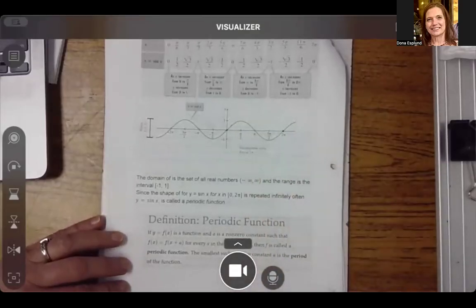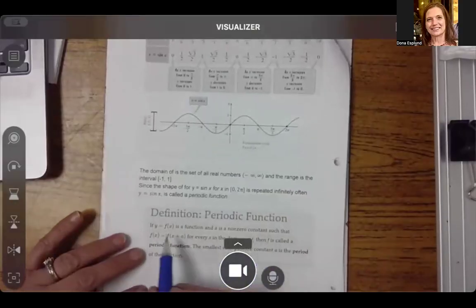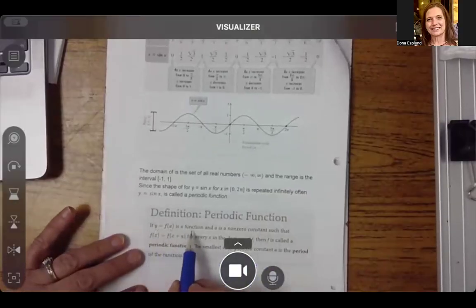Okay, an example, the definition of a periodic function: y equals f of x is a function, where a is a non-zero constant, such that f of x plus a equals f of x for every x in the domain. Then f is called a periodic function.